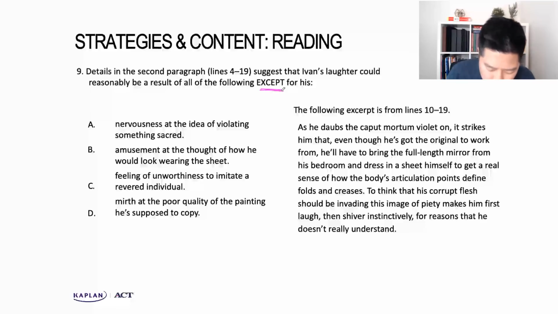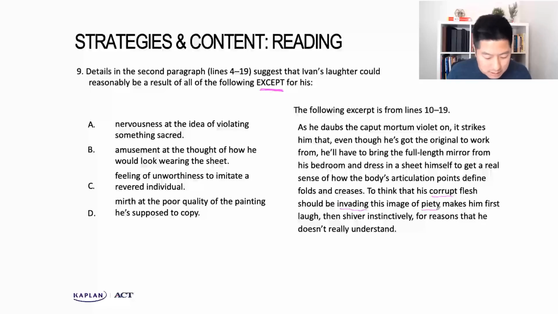And we get to this portion where he says to think that his corrupt flesh would be invading this image of piety tells me that he really kind of worships this painting. This painting is a big deal to him. And there's a sense that he feels like his flesh is corrupt. He thinks it's kind of crazy that he's going to be the one to wear this sheet in order to be able to copy the painting. And so when I look at that information, I can then take that prediction I've made that he's kind of unworthy, that this is kind of nuts that he's the one copying this amazing painting, and take it over to the answer choices. Now look at them one by one.